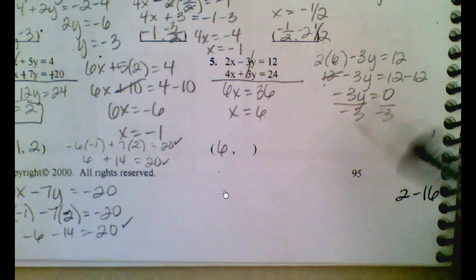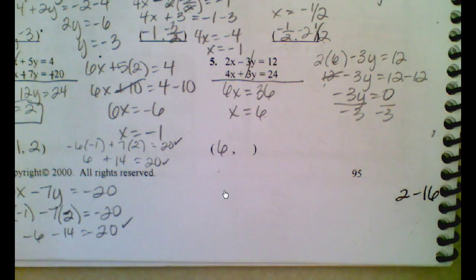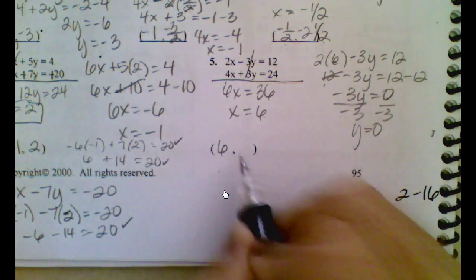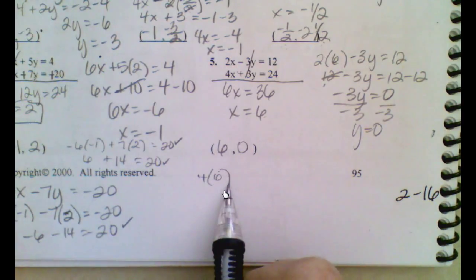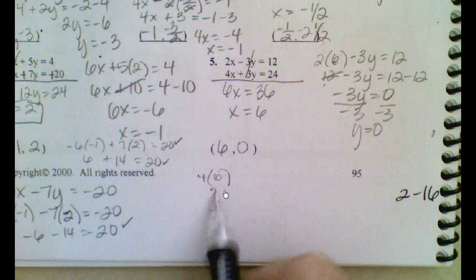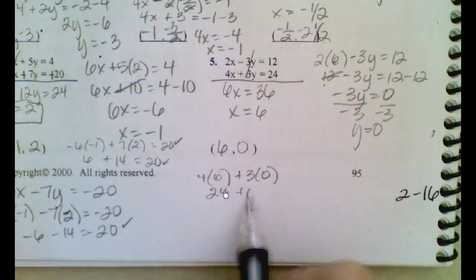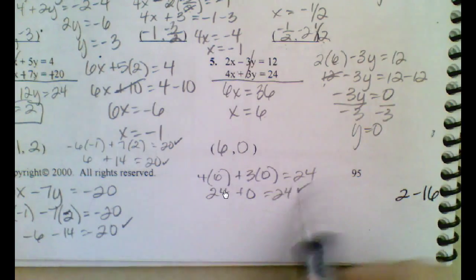It's really common that confuses people. Really common. Okay, what will always be? 0 divided by anything equals what? 0. Okay, so let's check the bottom one. 4 times 6 is 24, plus 3 times 0 is 0. What's 0 plus 24? 24. So that checks out.